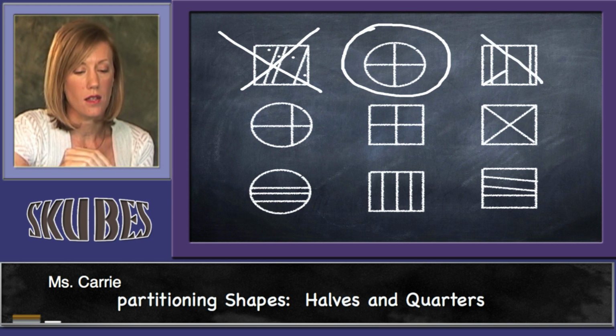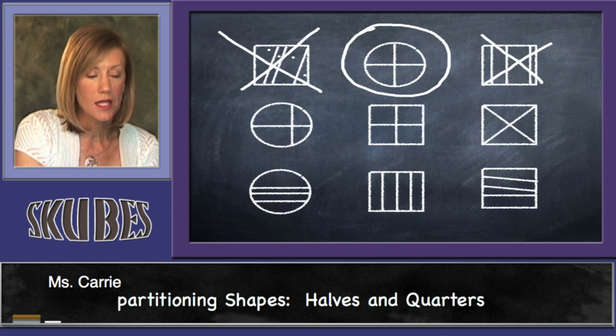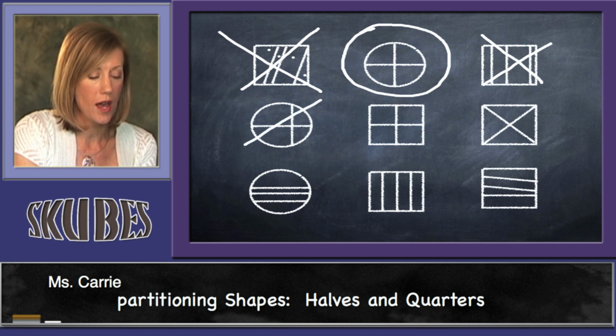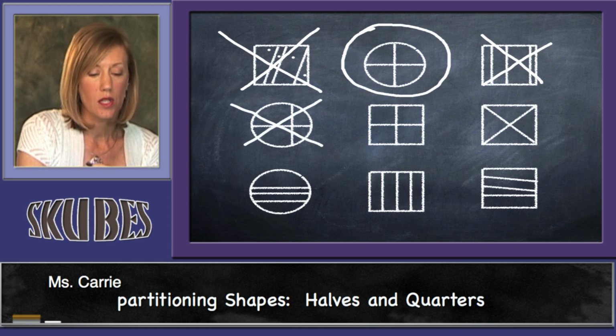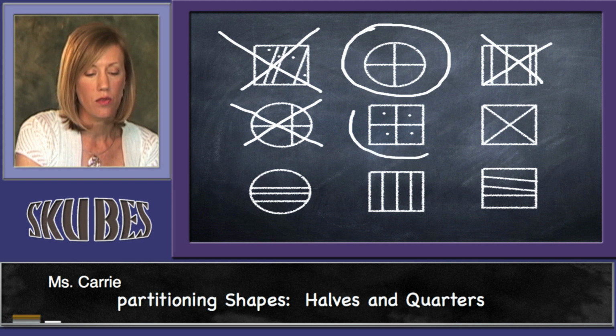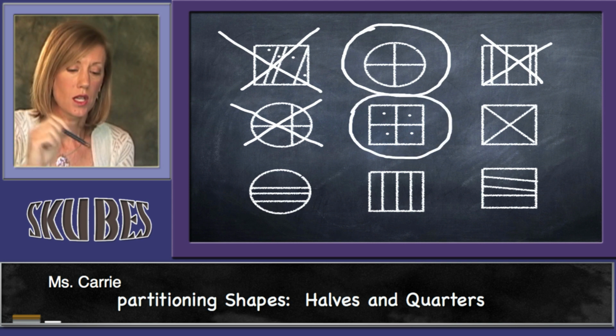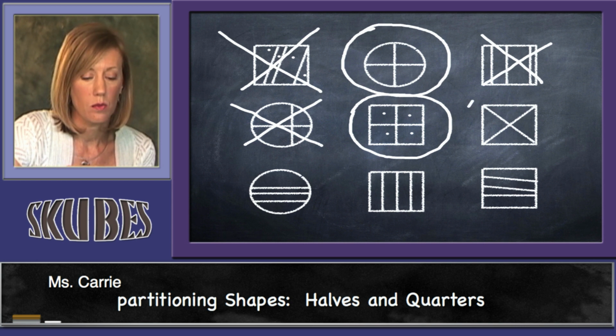This shape is not. Those are not equal. This shape has 4 pieces, but they're not equal, so that one doesn't work. Now this square right here has 1, 2, 3, 4 equal pieces, so this is divided into fourths, or partitioned into fourths. This as well is. This looks like the shape we did earlier.